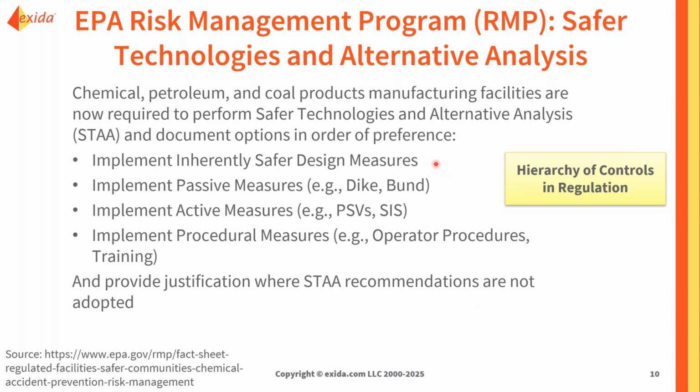And then where that's not feasible, then dropping down to passive measures like a dike or a bund, active measures like PSVs and SISs, so looking at those engineered protection layers, and then finally implementing procedural measures such as the operator procedures and training. So really, we can see that it's not just a best practice, but actually required by regulatory enforcement to think about things from this hierarchy of controls, inherently safer design approach.